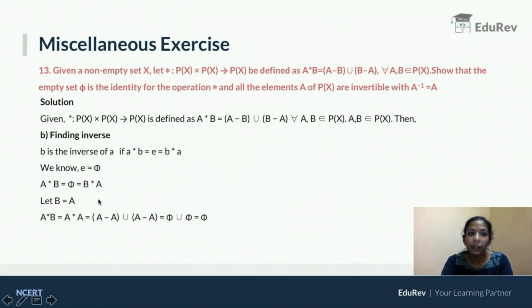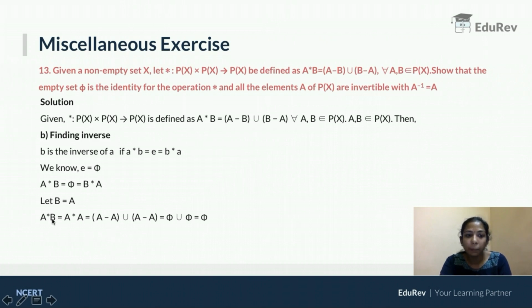I hope you got it. See, A star B is equal to E is equal to B star A. That should be the condition. And from the previous part, I know E is nothing but the null set. So A star B is equal to null set is equal to B star A. But in the given problem, they are asking us to prove A is the inverse of itself. That means B is equal to A. I'll substitute B is equal to A and check whether it satisfies this condition or not.